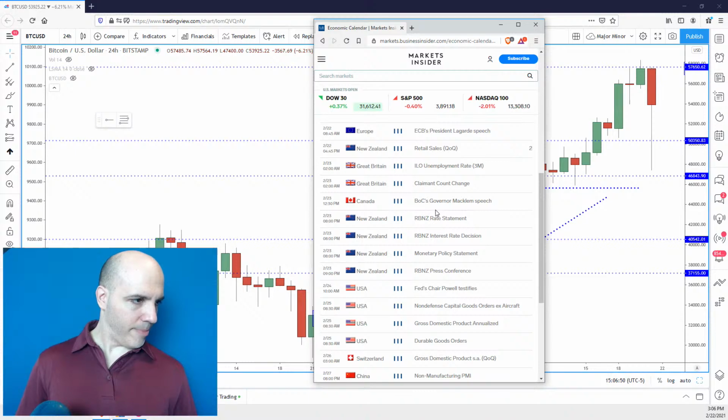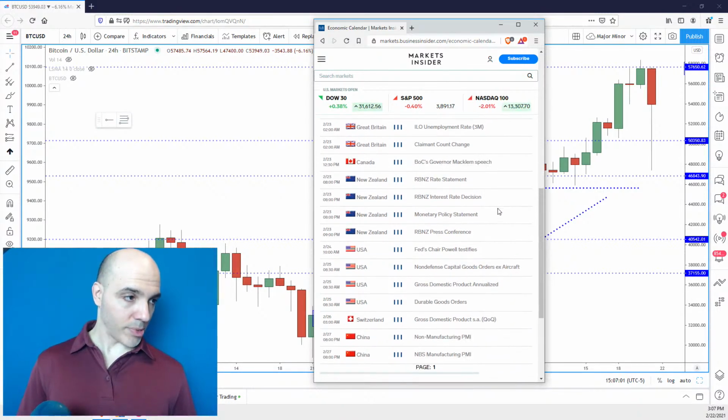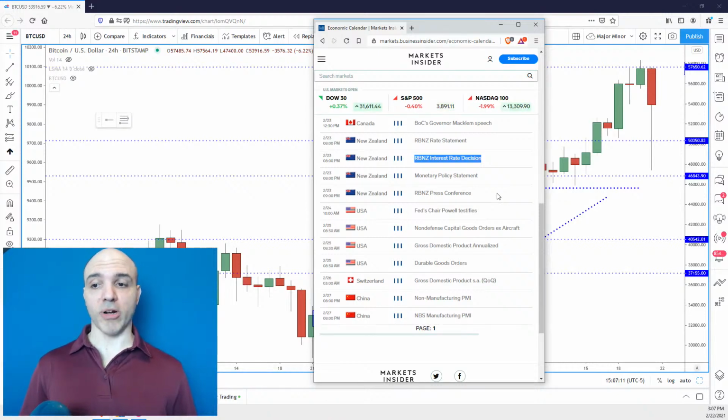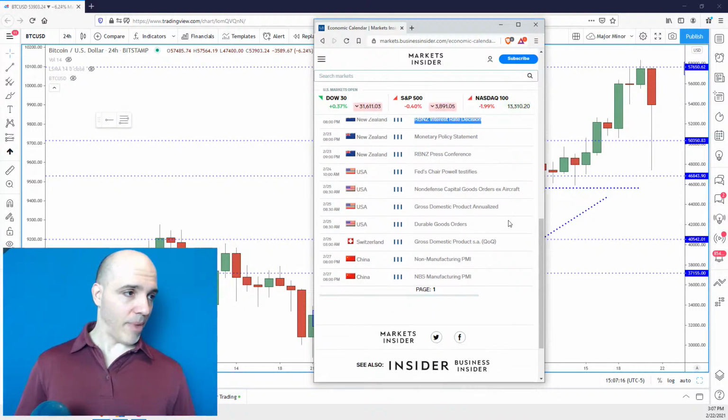On the 23rd, Bank of Canada, Governor Macklem's speech. Again, these aren't big deals. The Reserve Bank of New Zealand rate statement could move some markets, if you're in the New Zealand or maybe the Aussie, they have the rate decision. That could be something, but typically they're not huge market movers. I mean, not even the US rate decision has been a major market mover in recent times. So just something to keep in mind. You get maybe a little jitter here and there, but it's nothing like it used to be.